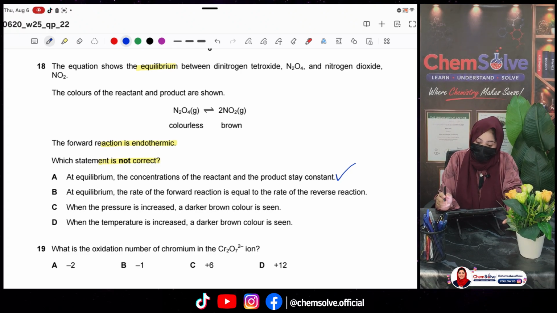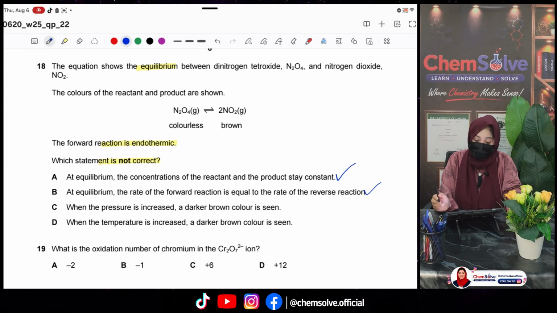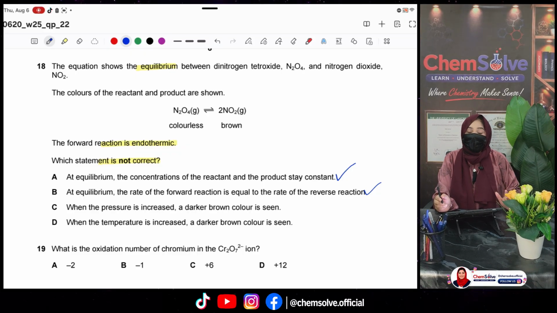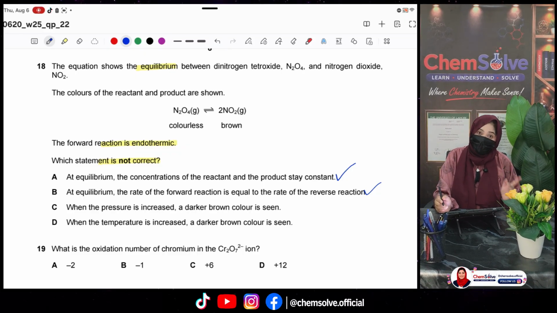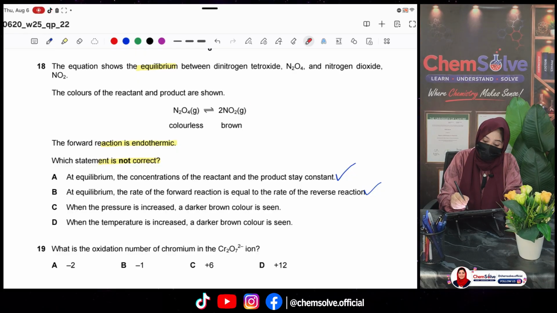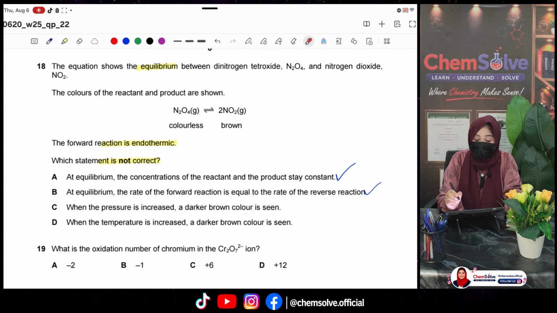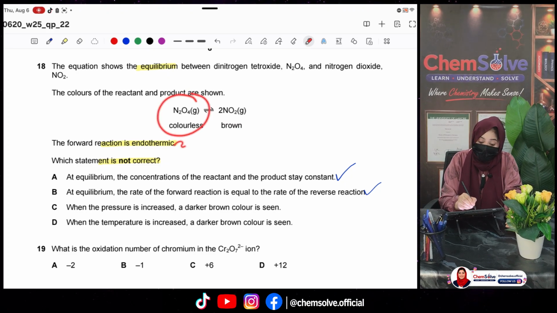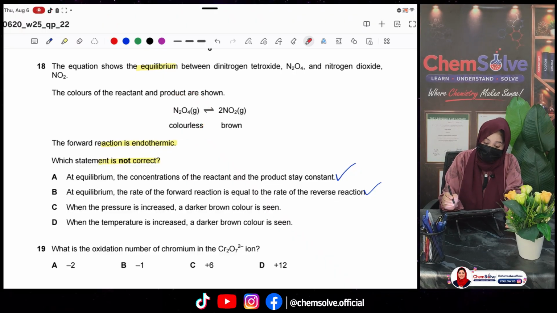At equilibrium, the rate of the forward reaction is equal to the rate of the reverse reaction. Again, this statement is correct. When the pressure is increased, a dark brown color is seen. What happens when the pressure is increased? The equilibrium moves to the side of the equation with the smaller number of moles of gas. Here there are 2 moles of gas on one side and 1 mole on the other. So when the pressure is increased, it should move towards the lesser number of moles. The lesser number of moles is in the reactant, so a colorless solution should be obtained. While it says that a darker brown solution is obtained, that is a wrong statement.